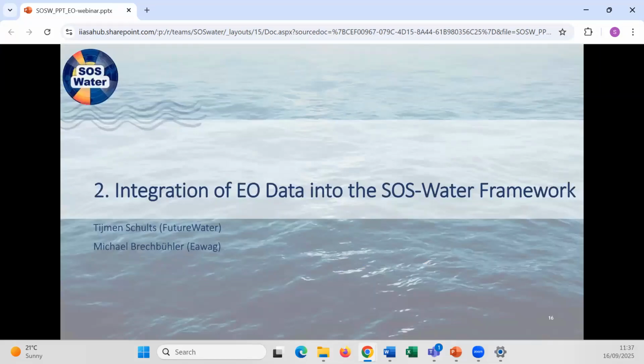Now we're going to the second part of this webinar, in which we're going to present the integration of the Earth observation data in the SOS-Water framework. First, we'll introduce how we incorporated this, and we'll talk a bit about the case studies. And then both me and Michi will present one of the Earth observation prototypes we've developed.